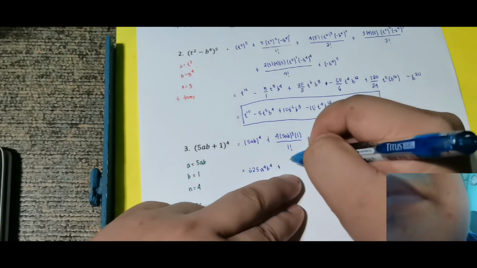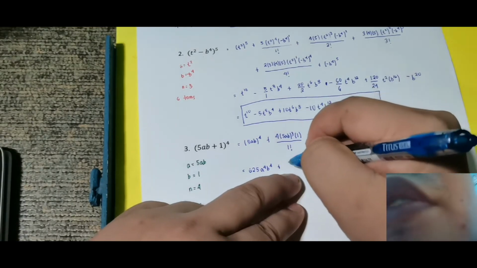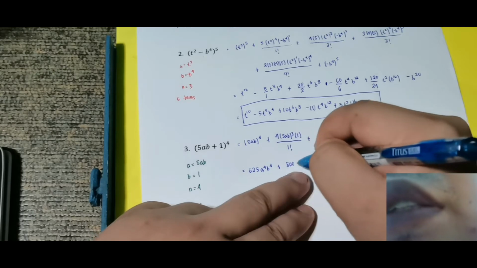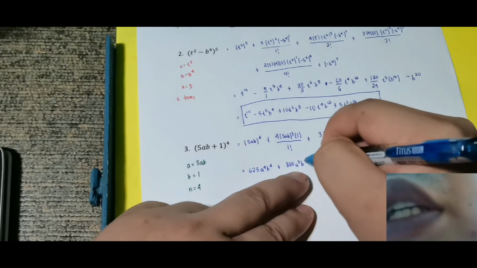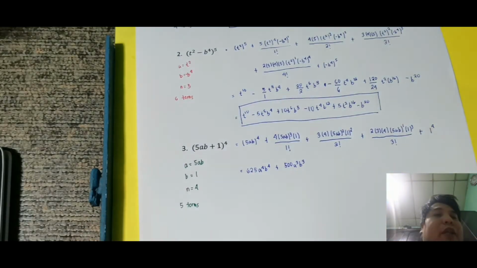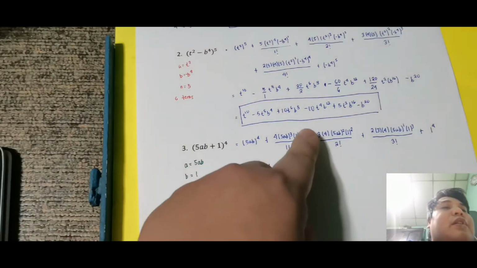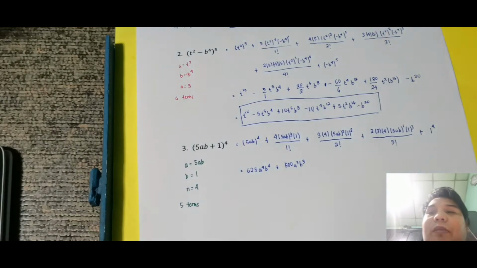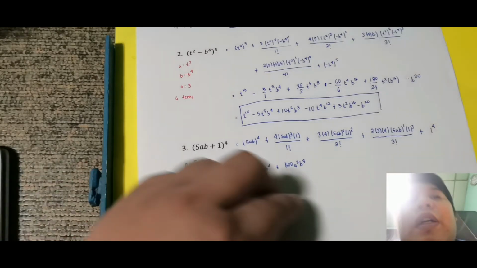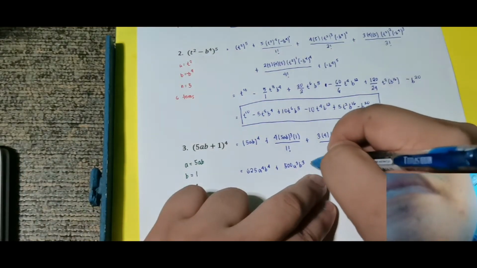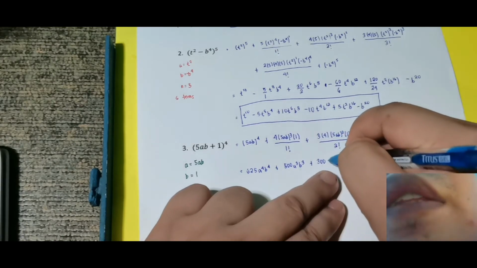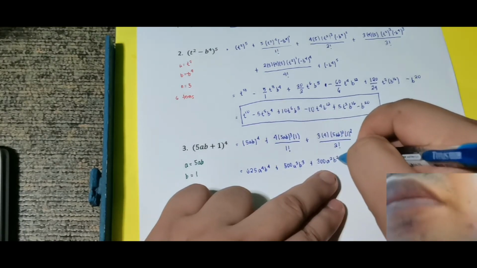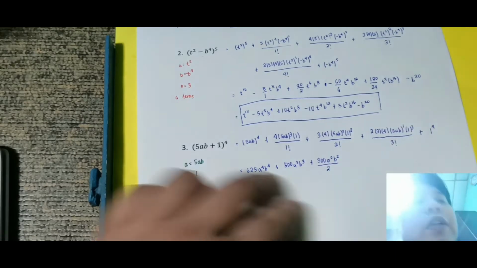This is 500, so this is 500 A cubed B cubed, times 1, so it's still 500, then divided by 1 factorial, which is still 500. Next here is 3 times 4, 5 squared is 25, then 12, so 25 times 12, 12 times 25, that is 300. Okay, so that is plus 300 A squared B squared over 2, since 2 factorial is 2.